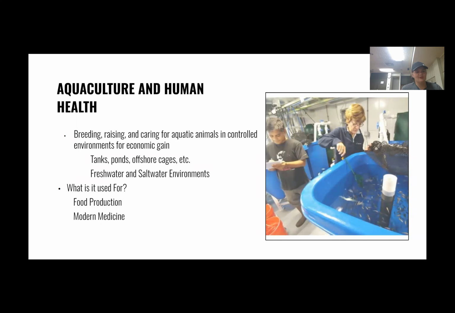All right, and then why is this important? So aquaculture and human health is very important. It's been studied for the past decade, and it keeps growing in the scientific field. And so aquaculture basically is the breeding, raising, and caring for aquatic animals in controlled environments for economic gain. And so this usually occurs in tanks, ponds, offshore cages, etc., and it can occur in both freshwater and saltwater environments. And so what is aquaculture used for? It is mostly used for food production, as we can see in the United States, but it can also be used in modern medicine, as we can see globally, and how it is expanding within the use of fish skin grafts.